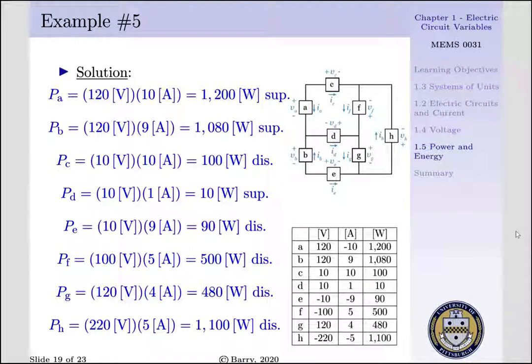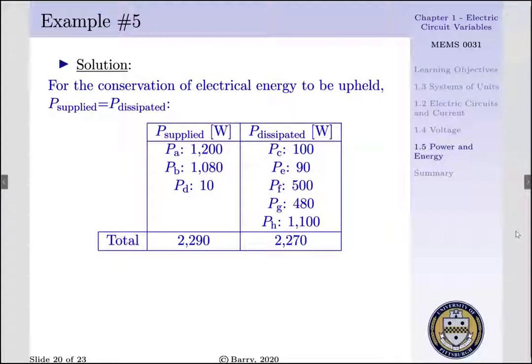Now, for us to determine if our circuit is obeying the conservation of energy, we have to sum our power supplied and sum our power dissipated, and they should be equal. In doing such, let's sum our power supplied. Elements A, B, and D are supplying power, and the total power supplied is 2,290 watts. Elements C, E, F, G, and H are dissipating power, and we are dissipating a total of 2,270 watts. These two values are not equal. That is, our circuit is not conserving energy.